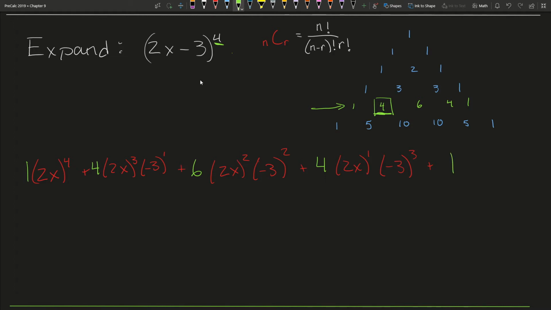Then we'll have 1, 2x to the 0, which is just 1, and then negative 3 to the fourth. Okay, so that is the expanded version of that form, and we can simplify it just a little bit. But I'll pause there for a second. Are there any questions over how I got that? Because this can be a little bit confusing up front.